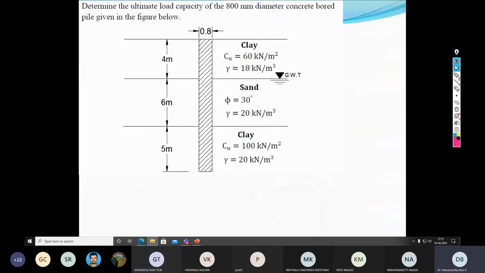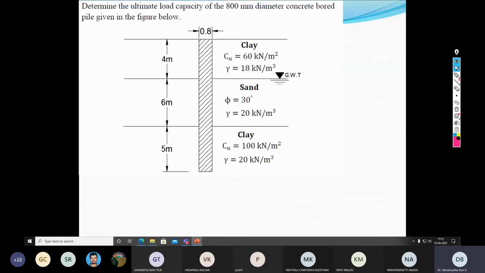So I now request everyone to note down this sum. Determine the ultimate load capacity of the 800 millimeter diameter concrete bored pile given in the figure below.